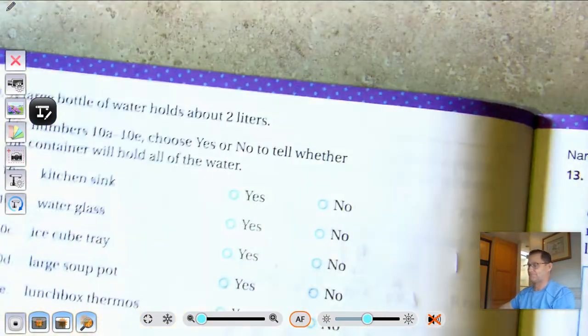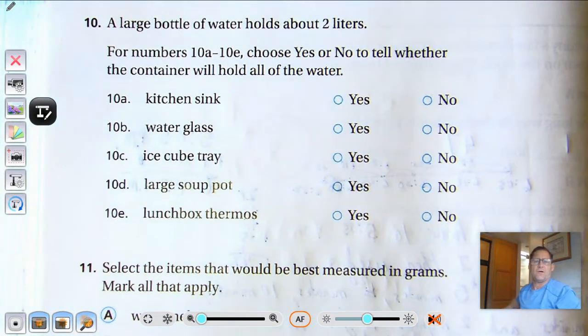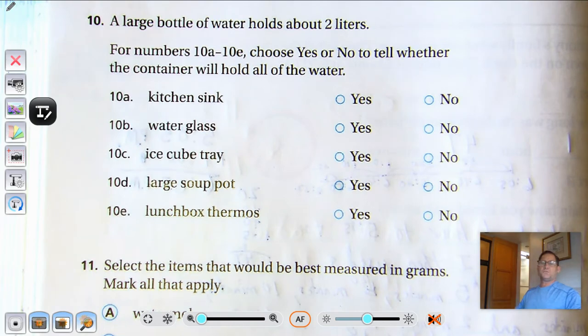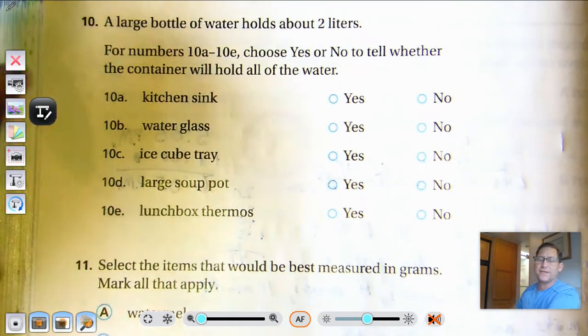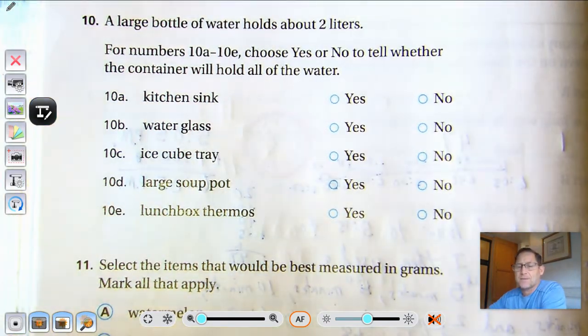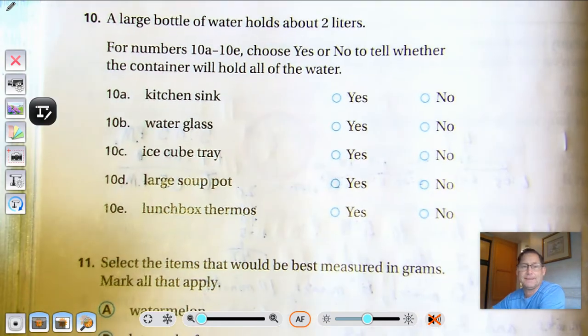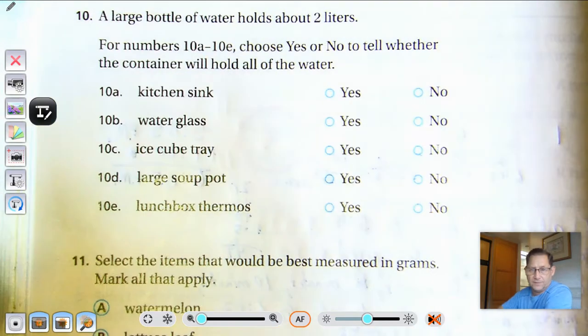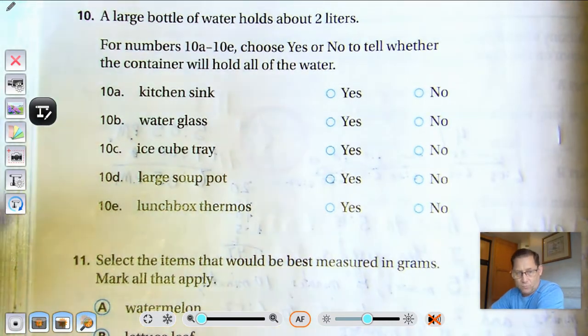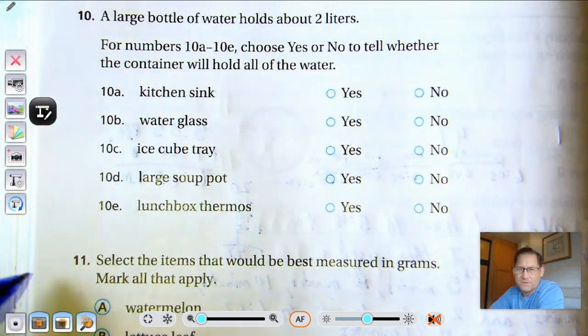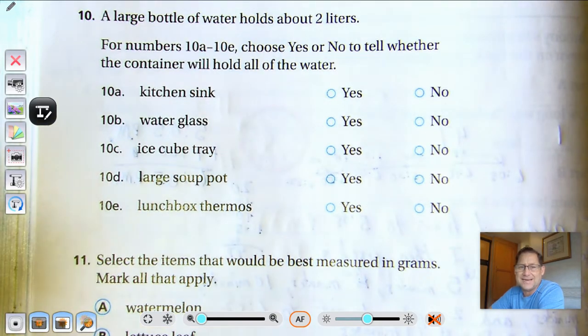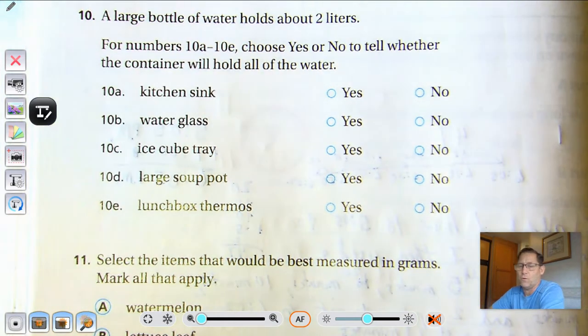Number 10. All right, so volume question. A large bottle of water holds about 2 liters. Okay, so that's like a 2-liter bottle of soda. Think of it that way. So we have a 2-liter bottle of soda, or in this case, water. And we need to choose yes or no to tell whether the container will hold all of that water.